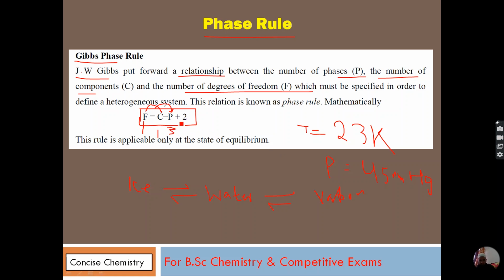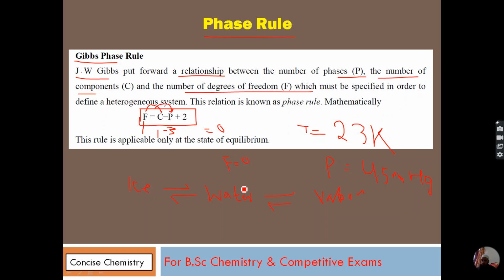Now 2, so that becomes 2 and then 2 plus 1 is 3, 3 minus 3, that is your 0. So that means the degrees of freedom in this case is 0. So we can say it's an invariant system, it's a non-variant system. What does this mean? It means you don't need to fix any variable in this case.